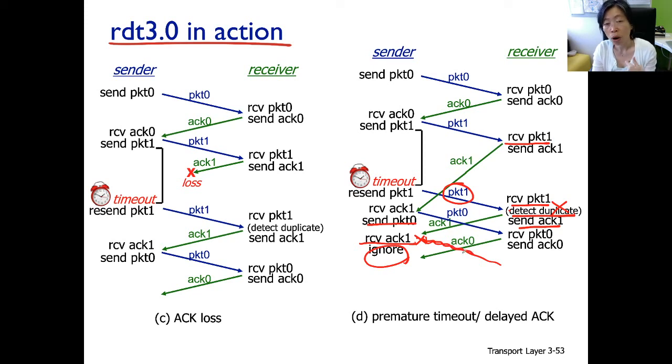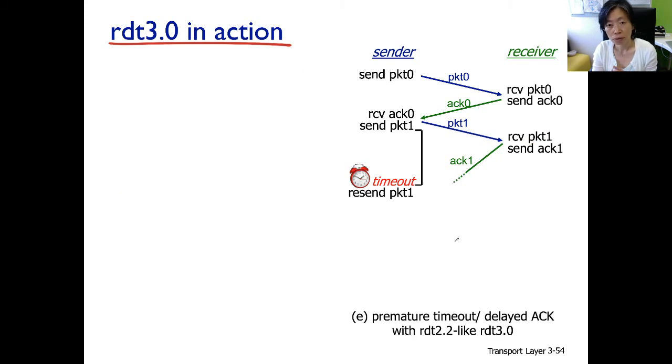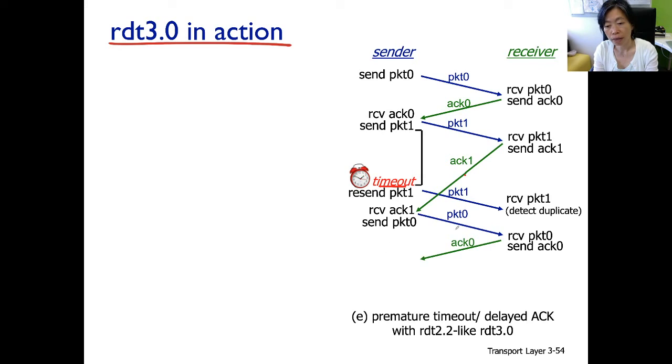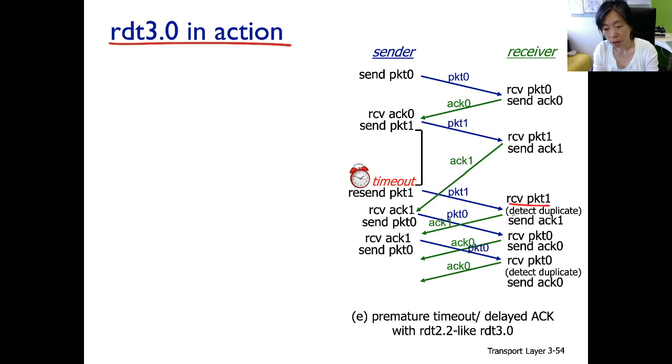where we run RDT 3.0 with quick retransmission when there's ACK corruption or negative acknowledgement. So you see here, delayed ACK, the timeout expires first, packet 1 goes first. And ACK 1 there generates packet 0 to go, and so on and so forth. Okay. So this generates ACK 1 to send.